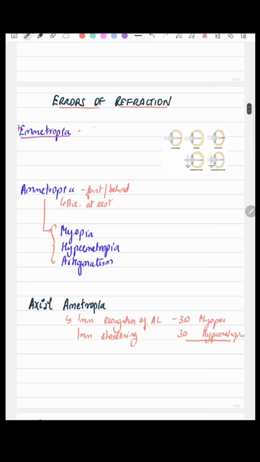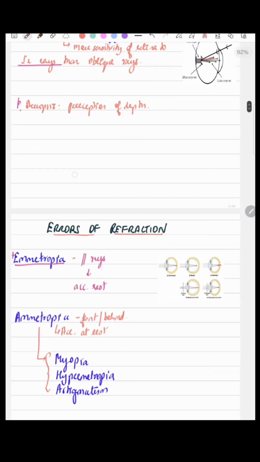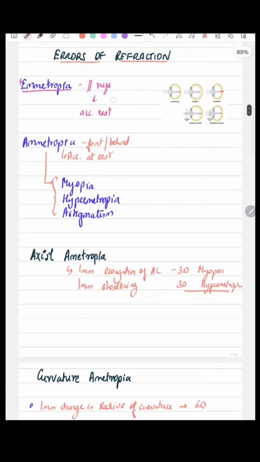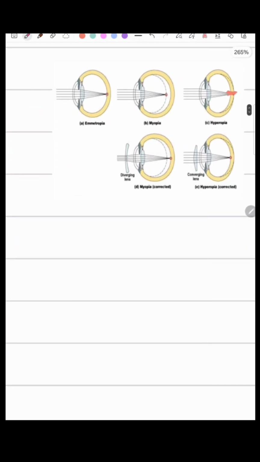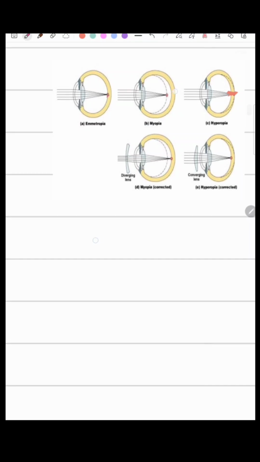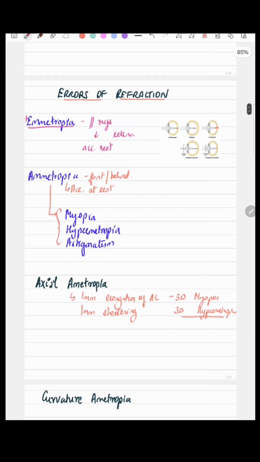Emmetropia is when parallel rays of light coming from infinity are focused at the sensitive layer of the retina when accommodation is at rest. That is emmetropia.